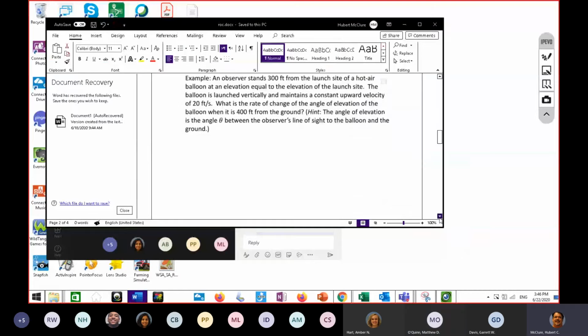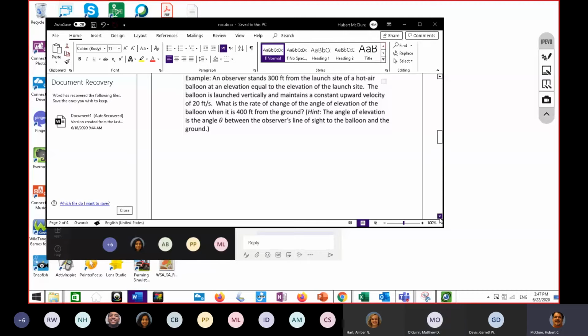There it is. An observer stands 300 feet from the launch site of a hot air balloon at an elevation equal to the elevation of the launch site. That means it's level. The balloon is launched vertically and maintains a constant upward velocity of 20 feet per second. So dy/dt is 20 feet per 1 second. Write that down: dy/dt is equal to 20 feet per 1 second. You don't have to write it like that; I just wrote it like that because it's 20 feet per second.